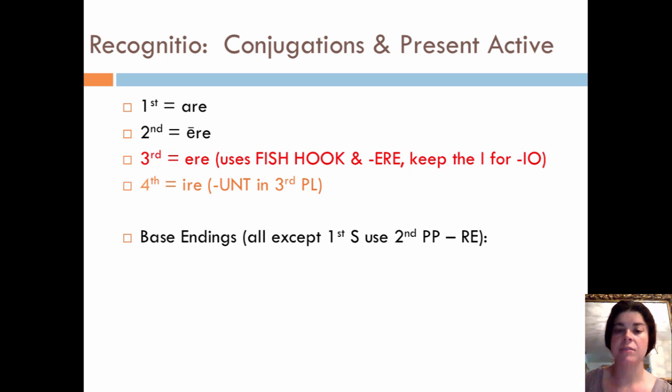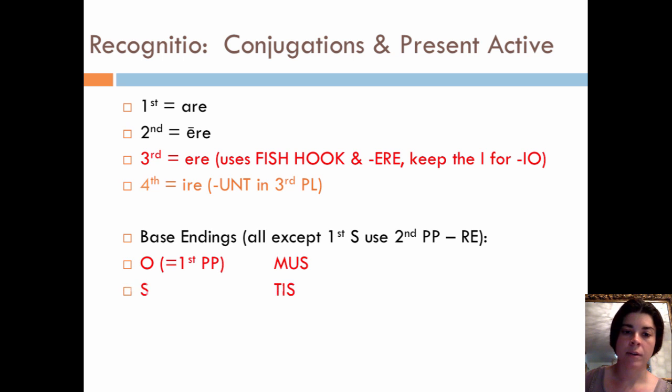The base endings, of course, remember all of them: first singular is the first principal part, and the rest use the second principal part minus the -re, except for third, which we covered above. The endings are -o, -s, -t, -mus, -tis, -nt for them, except for the exceptions that we listed above with third and fourth.